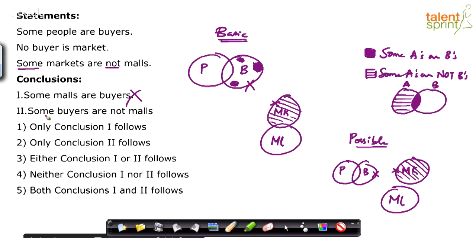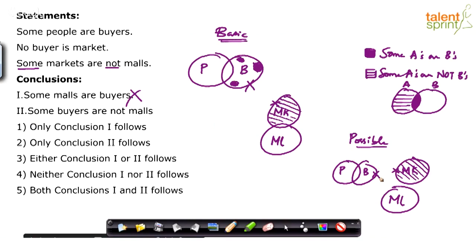So the point is, "some buyers are not malls" satisfies the basic diagram. Yes or no? Clear? So when a conclusion satisfies the basic diagram, can we mark it as true? No. Remember, when a conclusion satisfies the basic diagram, you have to check the possible diagrams. If it doesn't satisfy the basic diagram, it is definitely wrong, like what we have seen in conclusion 1. But conclusion 2 satisfies the basic diagram. Some buyers are not malls is satisfied here. So when a conclusion satisfies the basic diagram, check the possible diagrams.